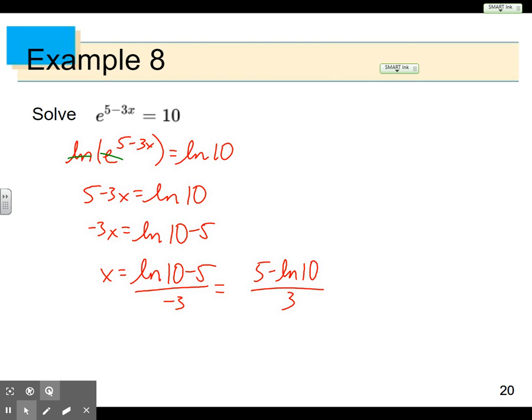Again, I left my answer just as an exact answer, 5 minus natural log of 10 over 3. If you need to take that to a decimal, you should have got something about 0.899 or so. I'll accept that answer as well, okay, being able to solve this.